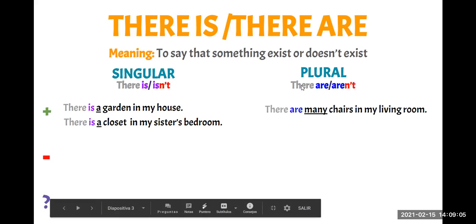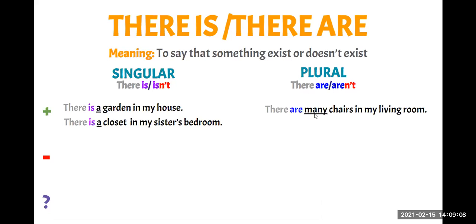When we use the plural form, we can say there are many, okay? So we can use many with plurals. There are many chairs, or we can say there are some chairs, okay? And we can use numbers too. There are 3 TVs in my friend's house. So we can use numbers with there are, okay?